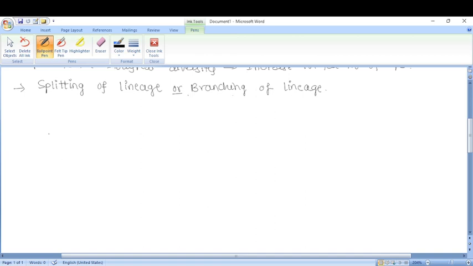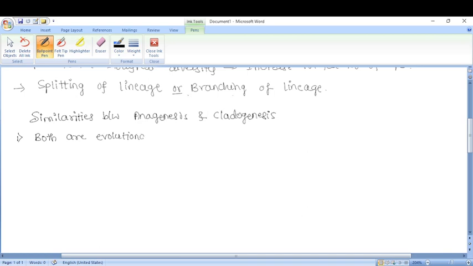Now we'll see the similarities between anagenesis and cladogenesis. First similarity, these two are evolutionary mechanisms or evolutionary processes. Anagenesis and cladogenesis both are evolutionary processes or mechanisms.